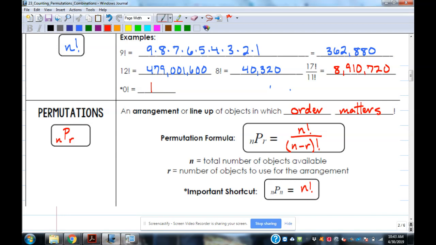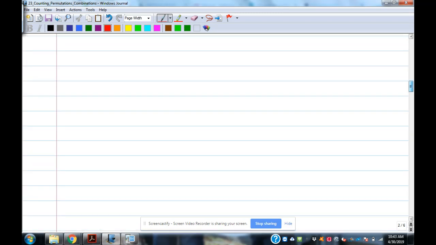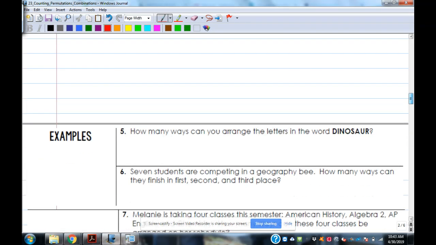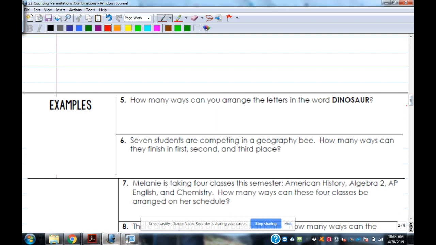Now, let's look at some permutation type problems. And I'll show you how a calculator can be used to help you do this. How many ways can you arrange the letters in the word dinosaur? So how many letters are in the word dinosaur? 1, 2, 3, 4, 5, 6, 7, 8. Are there any repeated letters? No, all different letters, 8 different things.